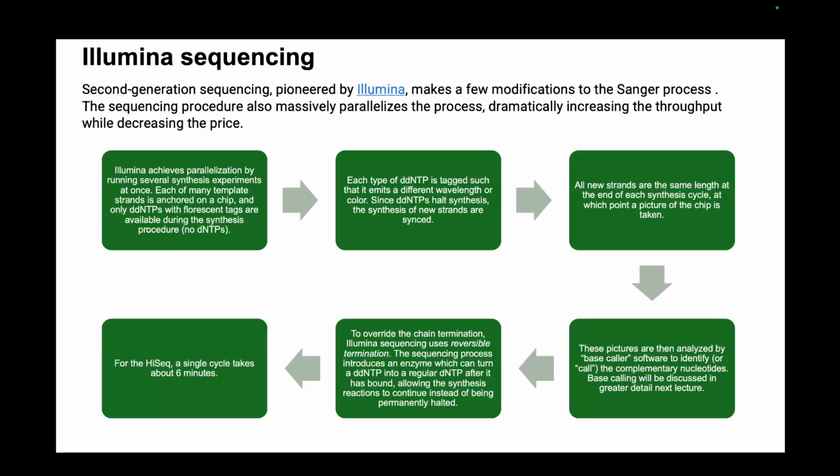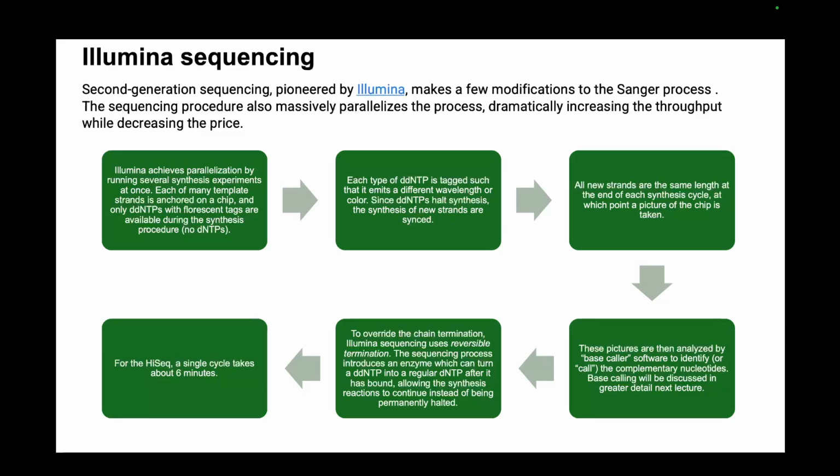Since ddNTP halts synthesis, the synthesis of new strands is synced. All new strands are of the same length at the end of each synthesis cycle, at which point a picture of the chip is taken. The picture is then analyzed by base calling software to identify the complementary nucleotides.